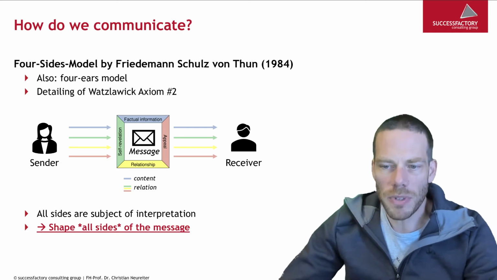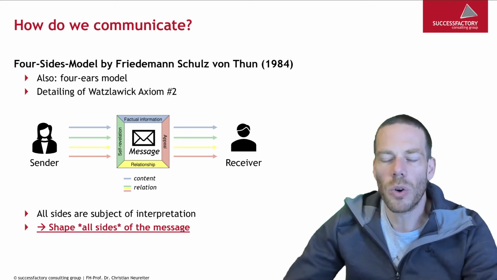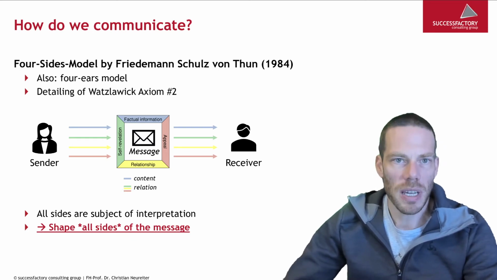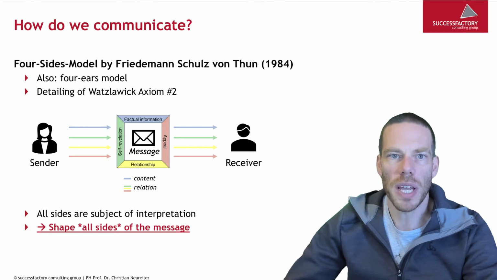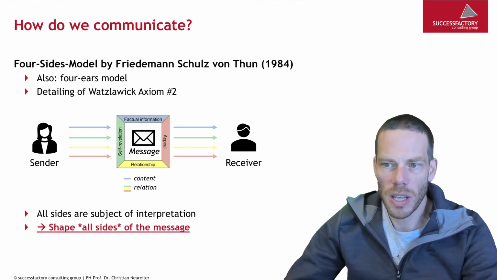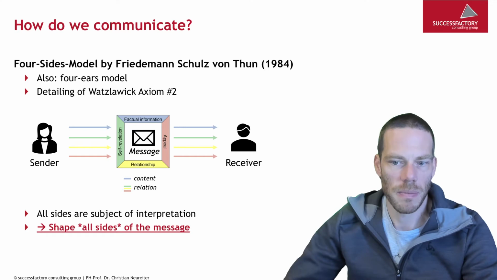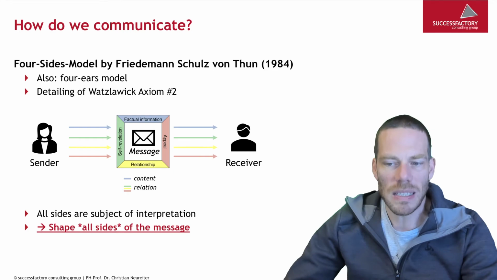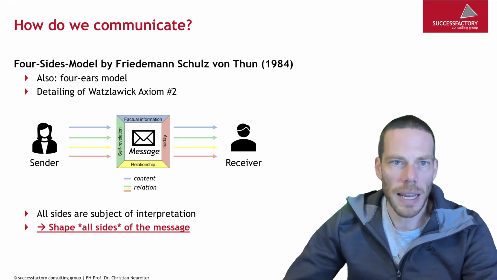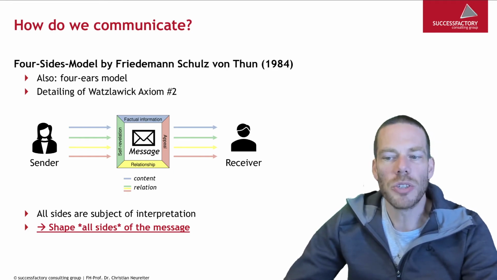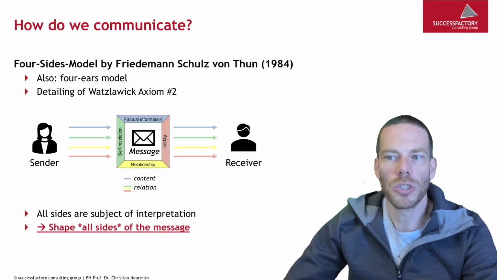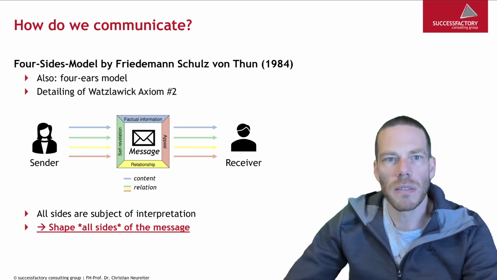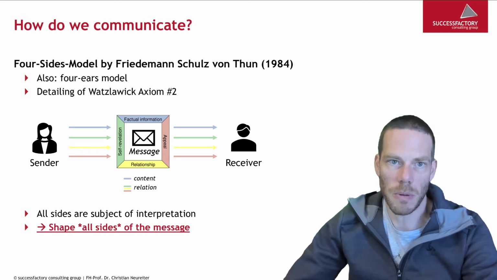So the interesting thing here now is that all of these layers are a subject of interpretation. So whenever we communicate a message, we really should try to be clear about the communication on all these 4 aspects, to prevent misinterpretation and stuff like that. So the message here is, when you plan what to communicate, actively shape all sides of the message, not only the factual information, but be clear about the remaining three aspects of the relation layer as well.